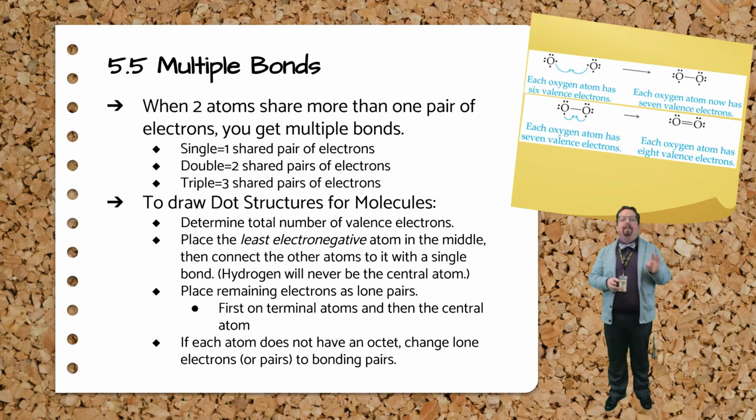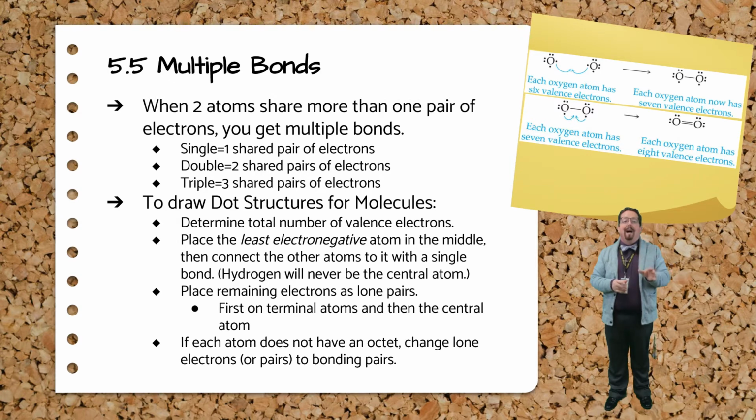There are 4 simple steps to drawing these Lewis dot structures for molecules, which need to be followed especially if you have more than just 2 atoms bonding together. First, figure out how many total valence electrons you have. Next, place the least electronegative atom in the middle, and then connect the remaining atoms to it using single bonds. Hydrogen will never be the central atom.